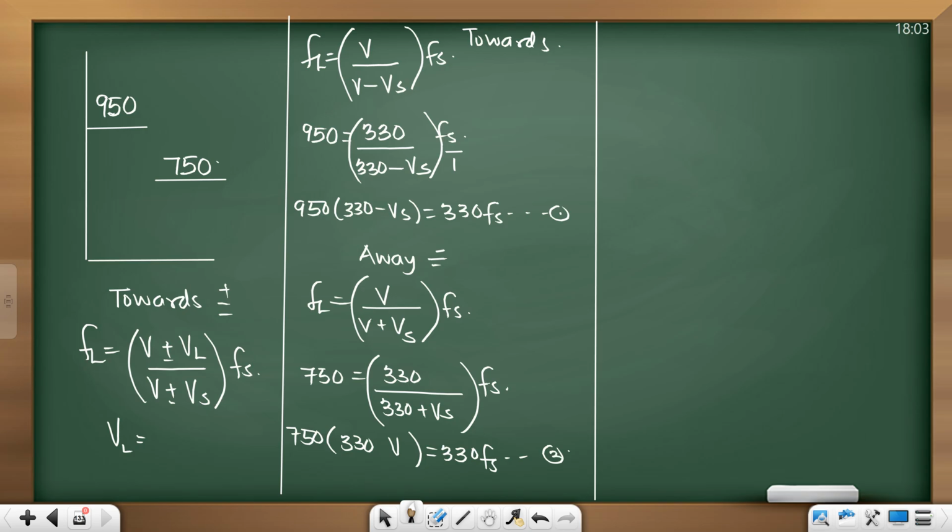I don't need to find them. Can you see both of them are equal to 330 Fs? I'm just going to equate quickly. 950 times (330 minus Vs) equals 750 times (330 plus Vs), and I'm done. I'll be able to get what I need now by doing that expansion. It's simpler that way.